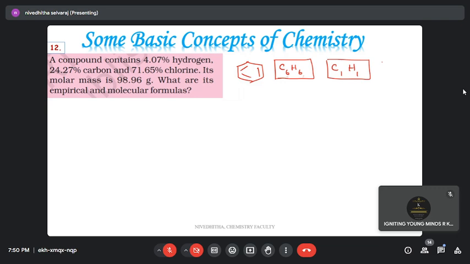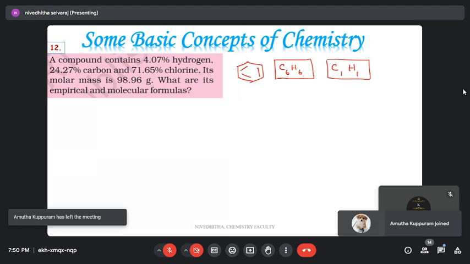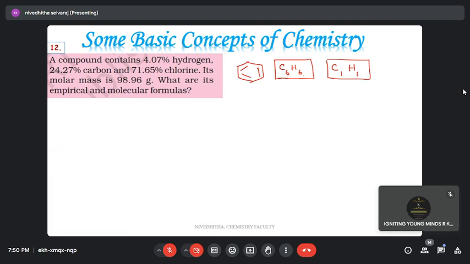So, in molecular formula, we'll be writing the elements present, and we'll be writing the exact number of elements present. But empirical formula is nothing but the simplest formula in which we'll be writing the least whole number to the elements present, right? So, according to benzene, C6H6 is the molecular formula, and C1H1 is the empirical formula. Fine, as simple as that.